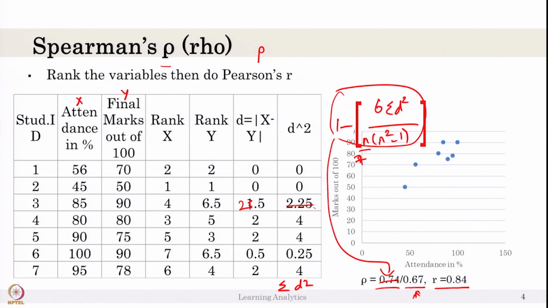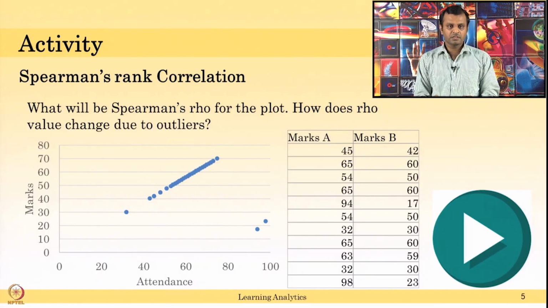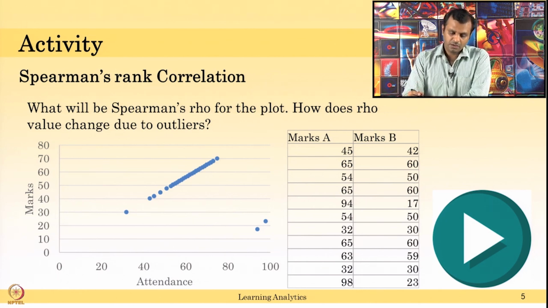So let us see what is the exact difference between rho and R in a slide. In this activity, I just want to show you how Spearman's rho is sensitive to outliers. Okay. So now we saw these particular values in the previous slides. I changed two values: for the mark in CA I changed this to 17, and for the high mark in A I changed this to 23.